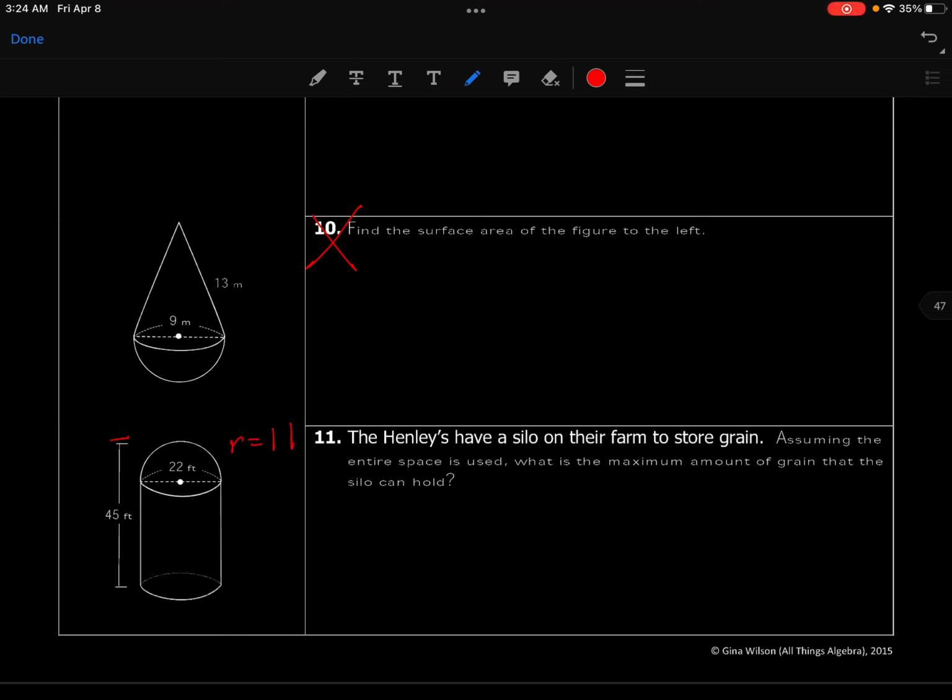Now, if the entire height of the silo is 45, you need to find the height of this cylinder given this information and this.